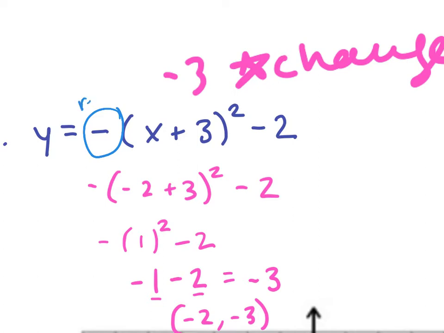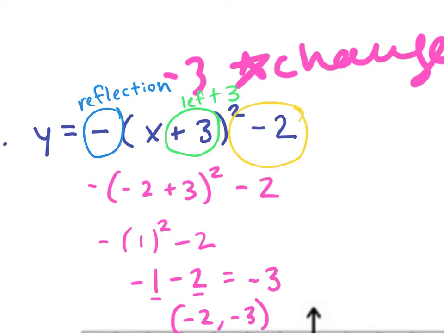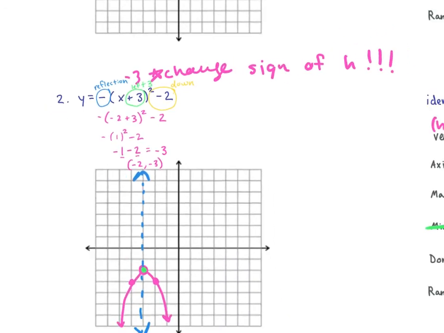Reflection. Reciprocal. Oh, I messed it up on that one. Reflection. All right, what does the +3 on the inside tell us? Left 3. And then what does the -2 on the outside tell us? Down 2. You guys got the hang of this. Good job. I'll zoom out so you can see.